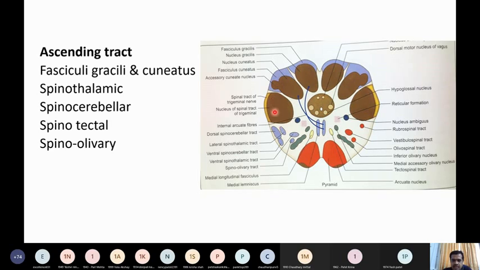Then we can find spinothalamic. You can see, ventral and lateral spinothalamic tract, these two. Then spinocerebellar, ventral and dorsal spinocerebellar tract. Then you can find spinotectal. Here there will be the spinotectal tract. Then the spino-olivary tract. So these are the ascending tracts present in the section at the level of the sensory decussation.